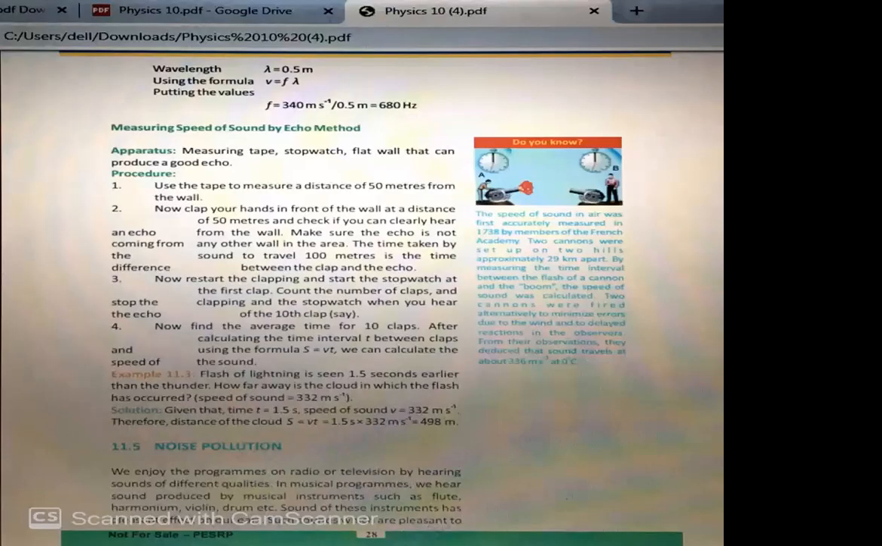Next, the topic where we left off: in my last lecture, we did the numericals. Today, we will do measuring the speed of sound by the echo method. Sorry, the page number is wrong. This is my mistake, in the slide I have written it wrong. So sorry about that. Please open page 28 of your 10th class textbook.